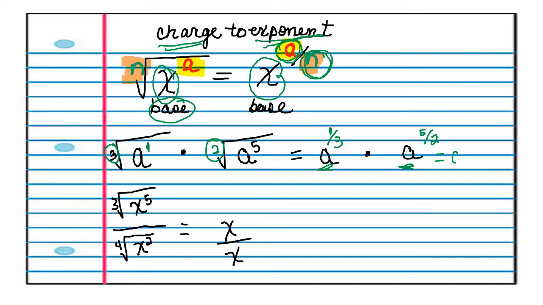So the result is going to be a^(1/3 + 5/2). We're going to add the powers together. Take your calculator, find a common denominator, whatever works for you. So that is going to be a to the 1/3, which is the same thing as 2 over 6, plus 5 over 2, which is the same thing as 15 over 6, which is going to give us a^(17/6).